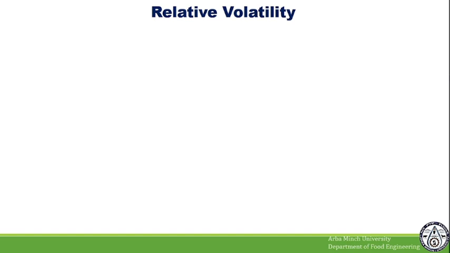Today's topic, as we mentioned earlier, is relative volatility. As we know, relative volatility is one of the major indicators in separation, used as a separation factor in the distillation process based on the similar boiling points of compositions.